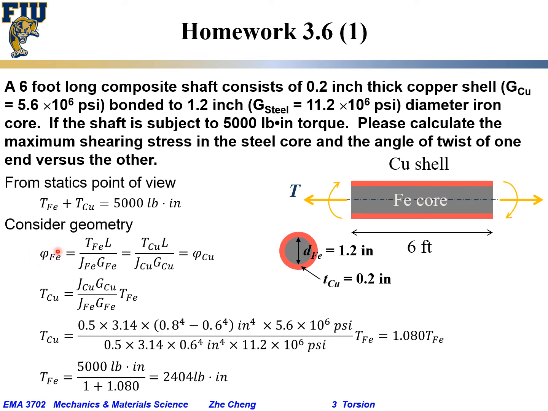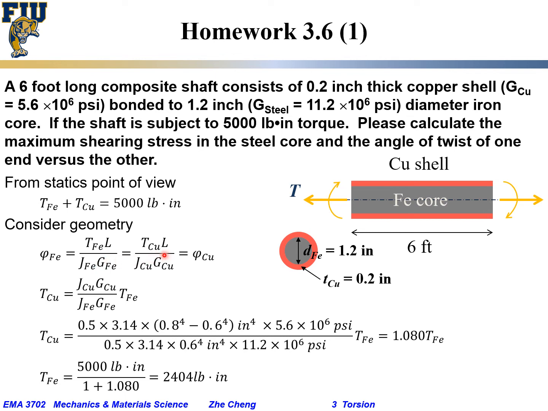So for the angle of twist, assume we are well within the elastic limit. Then the angle of twist for both would be TL over JG. T again would be the torque on that part of the composite. L would be the total length, J would be the axial moment of inertia for that part of the composite, and G would be the shear modulus for that material. So we can write each of them for the iron, or Fe, and for copper, or Cu.